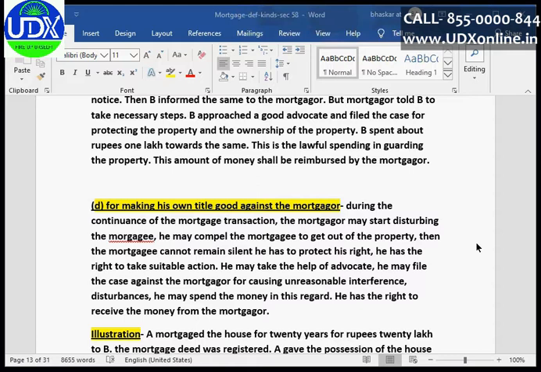What kind of action can the mortgagee take against the mortgager when there is a disturbance? See, especially the local population, they always want to cause harm to a person who is from a different region, a different language.